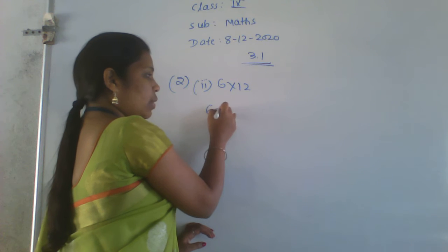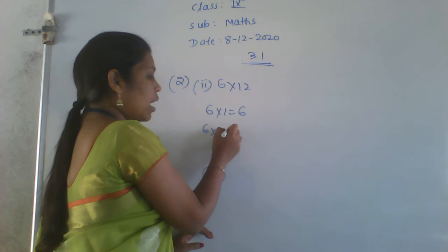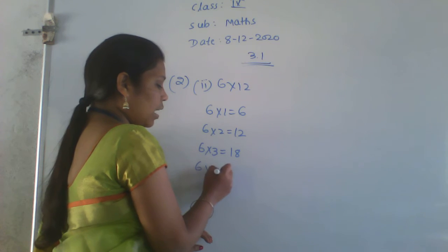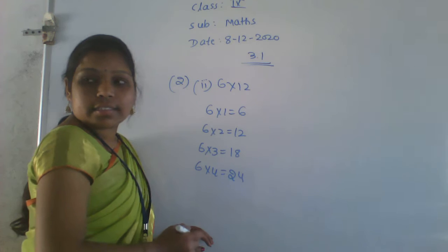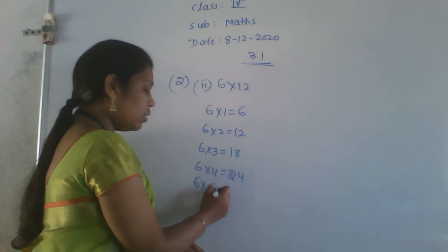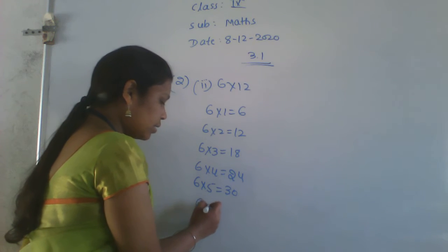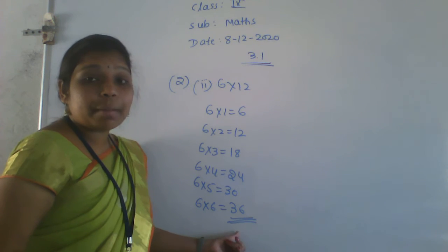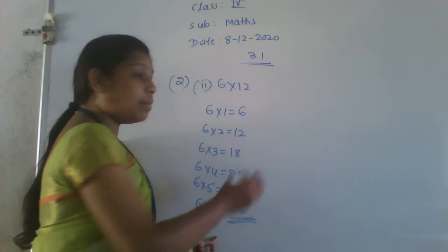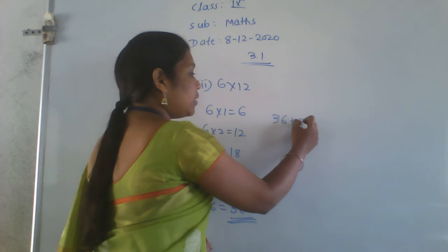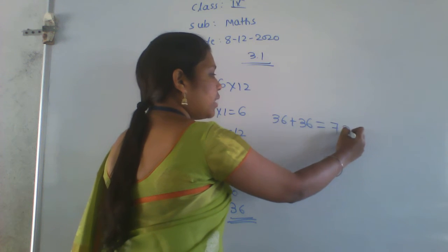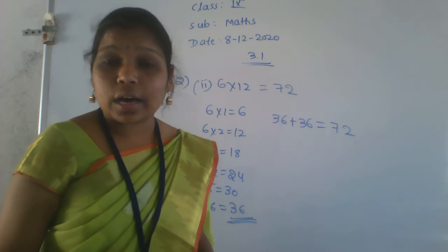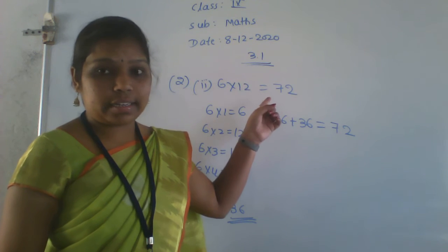Okay, 6 1s are 6, 6 2s are 12, 6 3s are 18, 6 4s are 24. Next, 6 5s are 30, 6 6s are 36. Double the 6th time table means 36 plus 36. What is the answer? 72. So the answer is 72. 6 into 12, that answer is 72 here.